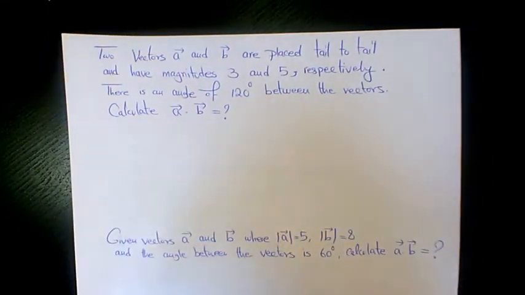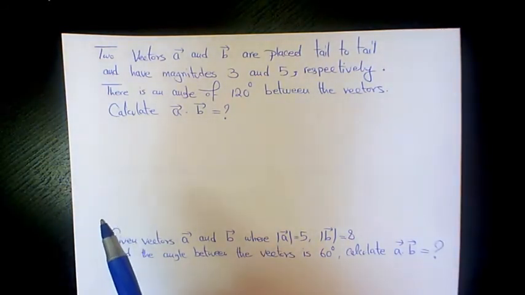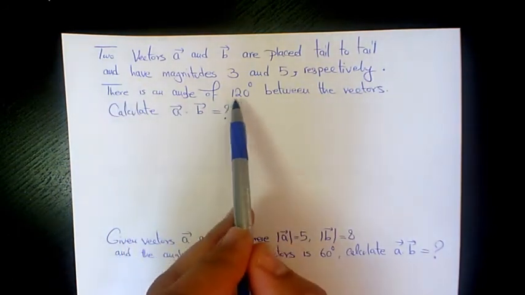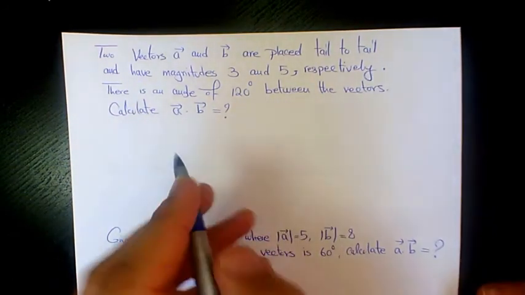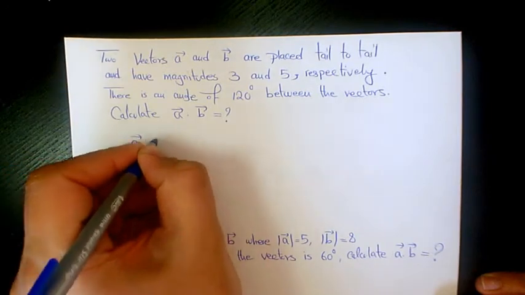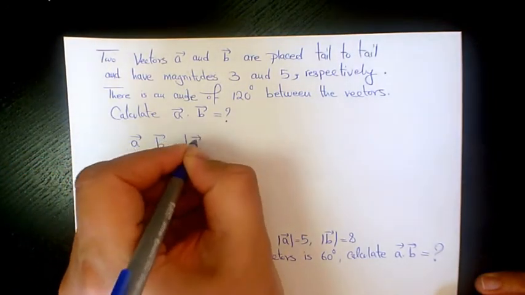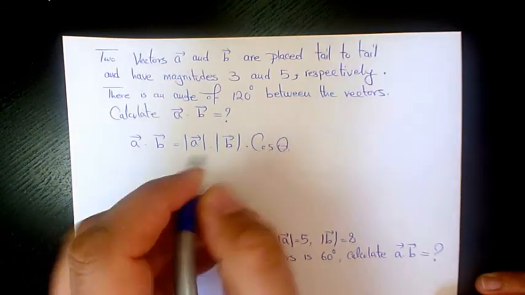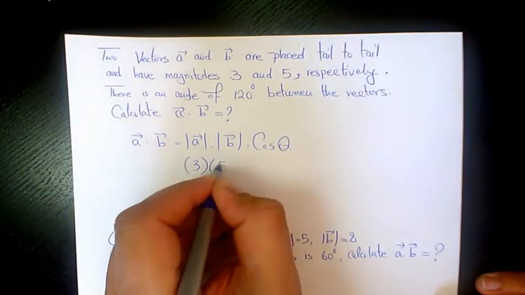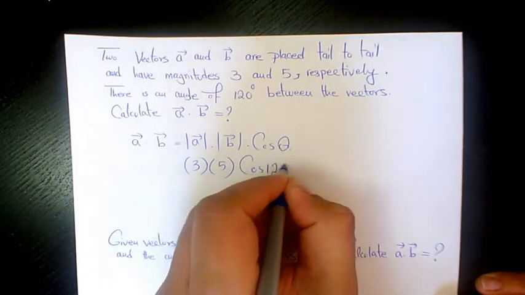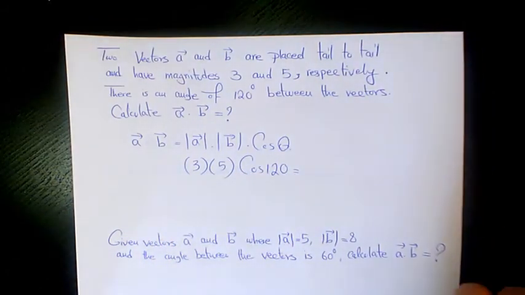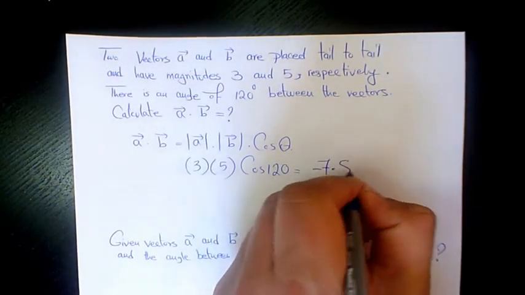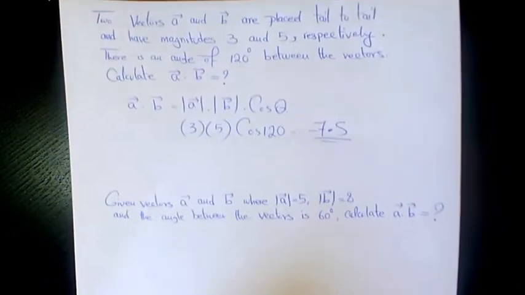Two vectors a and b are placed tail to tail and have magnitudes of 3 and 5 respectively. There is an angle of 120 degrees between the vectors. Calculate a dot b. It's the magnitude of a times the magnitude of b times cosine theta. So we have 3 times 5 times cosine 120, which is negative 7.5. That's going to be the dot product.